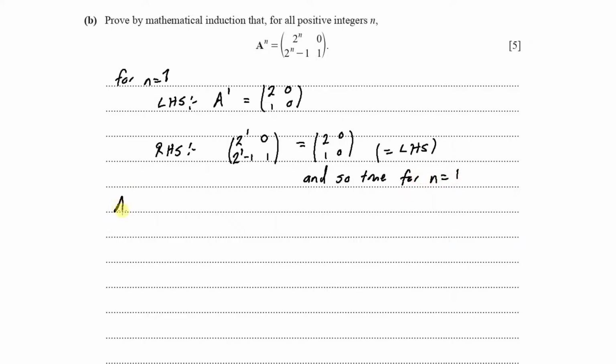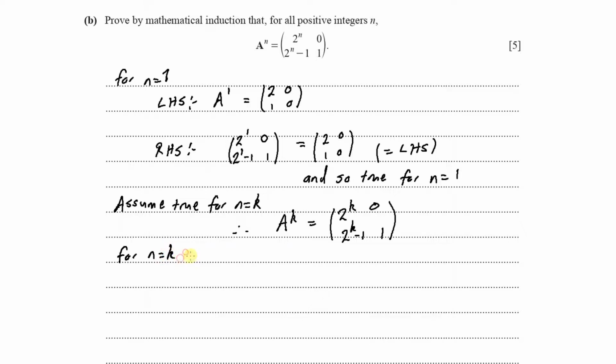So next I will assume true for n is equal to k, which therefore means that I'll be having A to the power of k is equal to 2 to the power of k, 0, and 2 to the k minus 1, 1. So this is what we get. And now let's prove for n is equal to k plus 1.